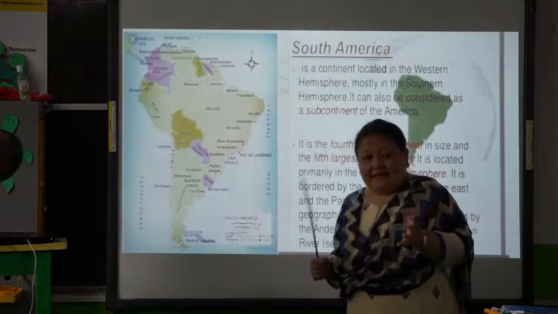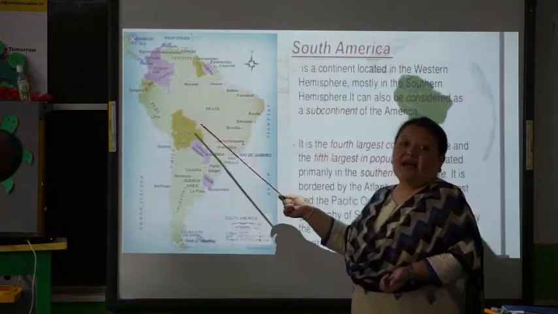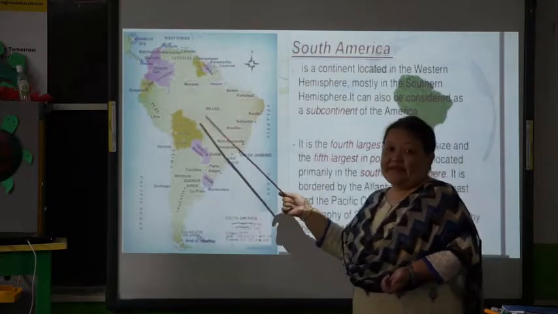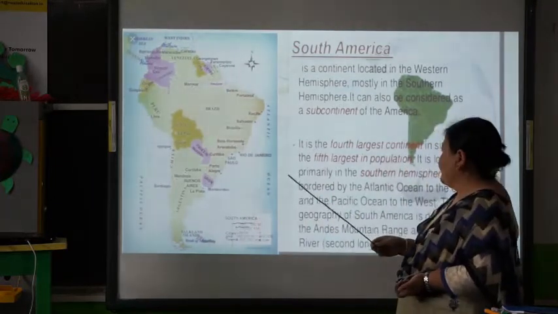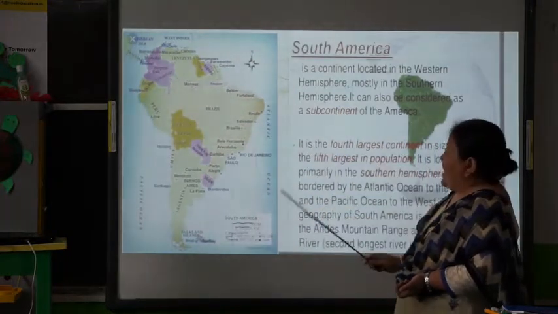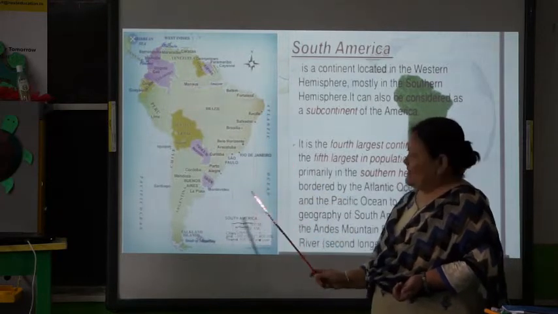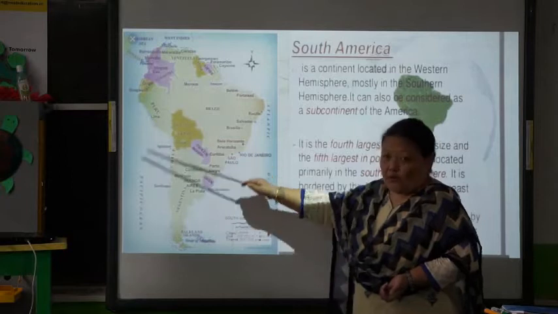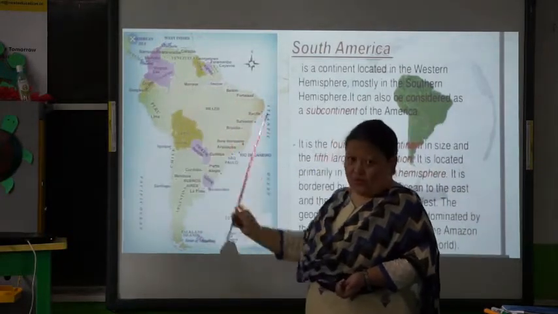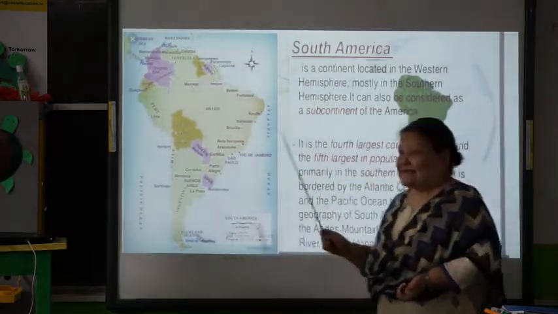So looking at the size of South America, you can see that it is the 4th largest continent in size and the 5th largest populated continent in the world. Okay, so it is located primarily in the southern hemisphere and it is bordered by the Atlantic Ocean in the east, the Pacific Ocean in the west, and then you have the Caribbean Sea in the north. Okay, so it is also surrounded by water on all of its sides.